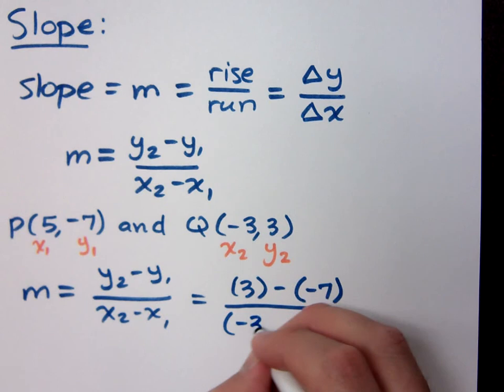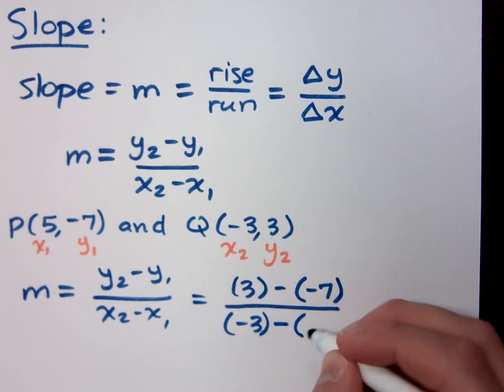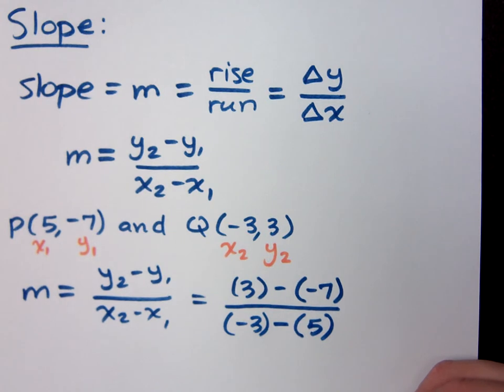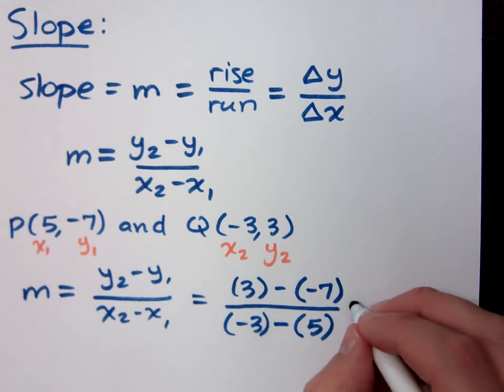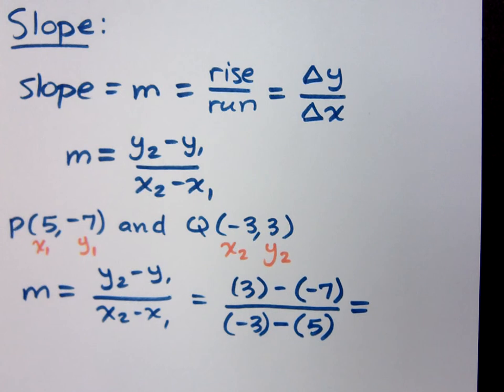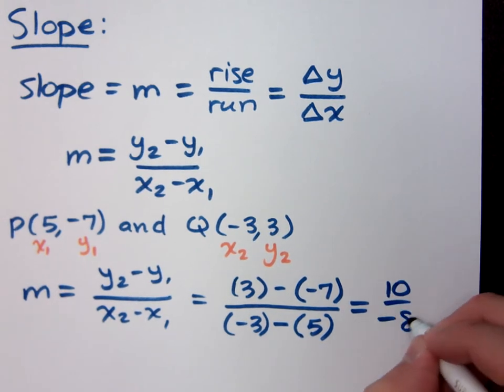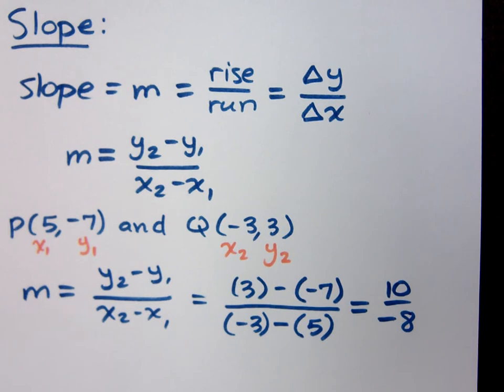x2 here is negative 3 minus x1, which equals 5. So what do I have here? 10 over negative 8. Gives me a positive 10 over negative 8. Now, am I going to leave my answer like this? Right, when you reduce this, it equals negative 5 over 4.